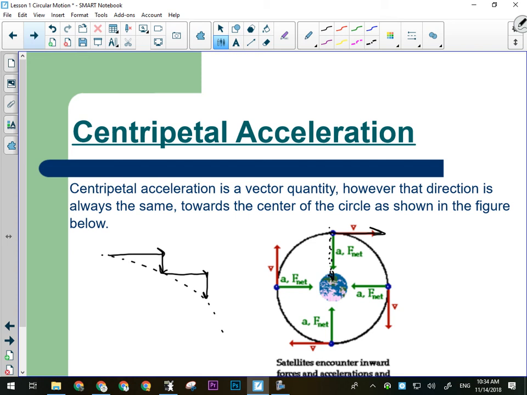Now, centripetal acceleration is a vector quantity. If a question says calculate the centripetal acceleration, do I need to write the direction? Centripetal defines the vector. Centripetal is always directed towards the center. Unless the question specifically says give the magnitude and direction, you don't need to indicate that it's towards the center. Centripetal means towards the center. Okay. All right.